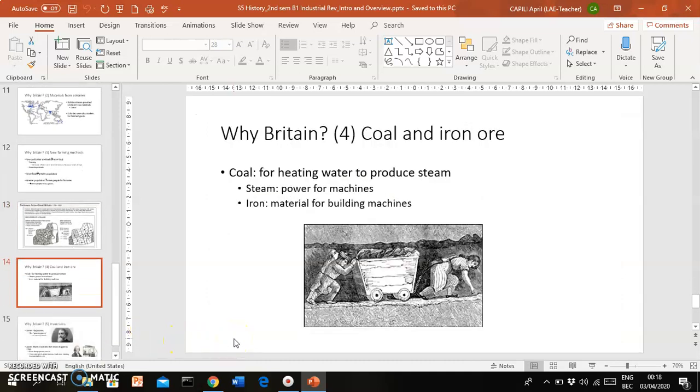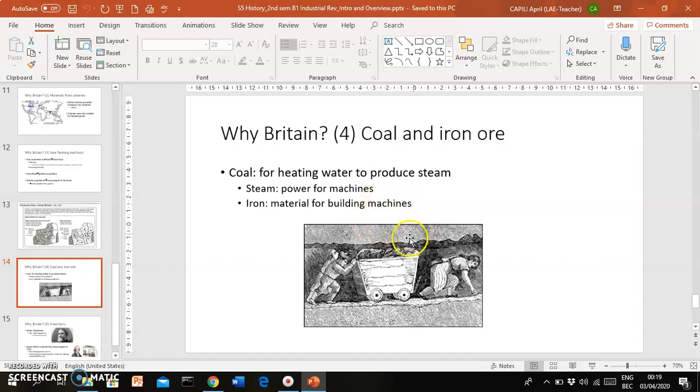Another reason why the Industrial Revolution happened in Britain? Great Britain is lucky in that it had resources that were necessary for a country to industrialize. So coal, for instance, is necessary in order to warm up water and to produce steam. And later on, the steam engine would also be invented, so you needed coal for that. Steam was used to power machines, and you needed machines in order to increase production.